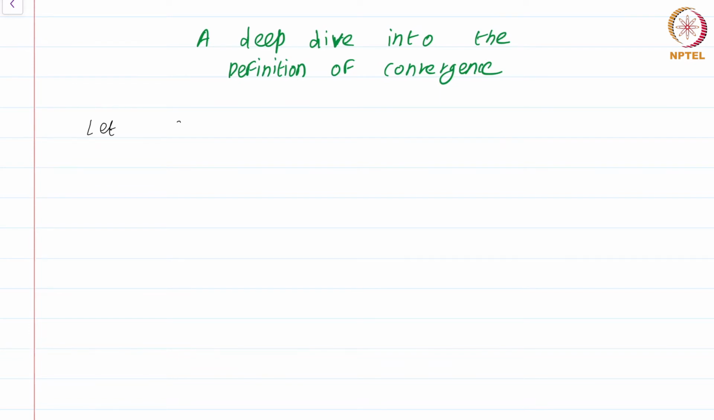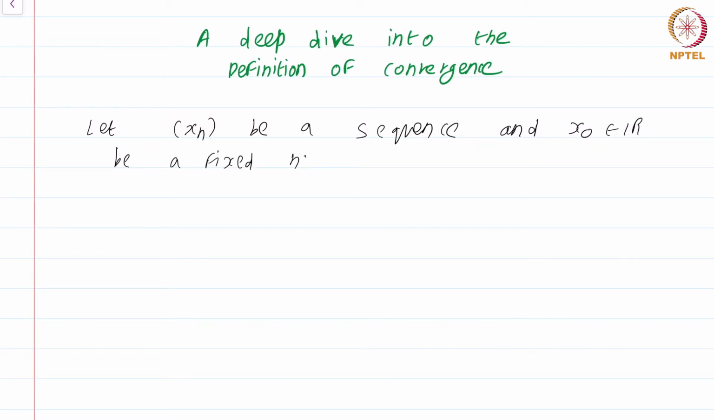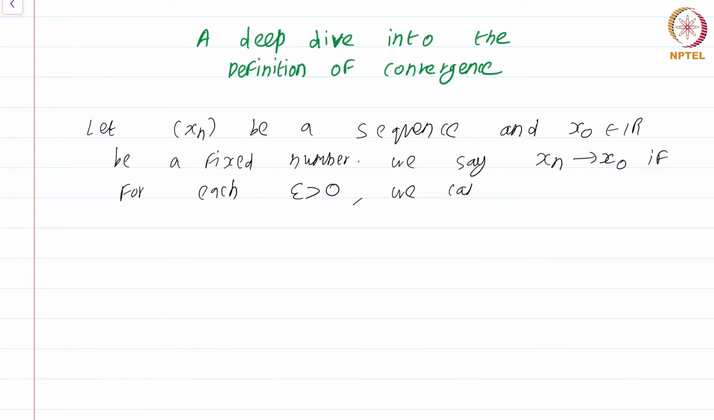Let x_n be a sequence and x_0 in R be a fixed number. We say x_n converges to x_0 if for each epsilon greater than 0 we can find N_epsilon in the natural numbers such that |x_n - x_0| < epsilon for all n greater than N_epsilon.